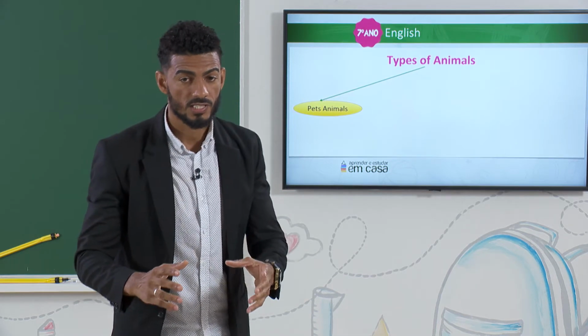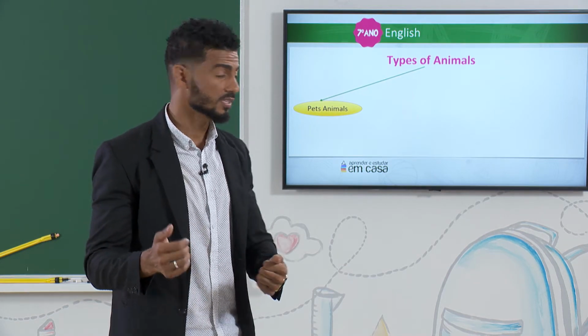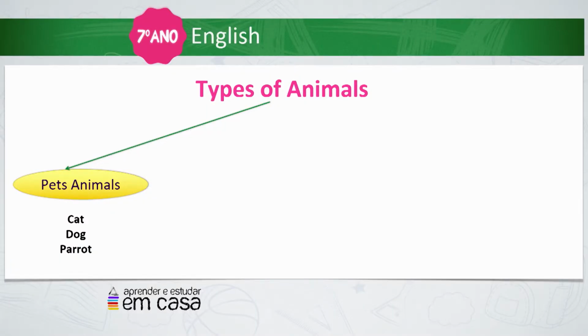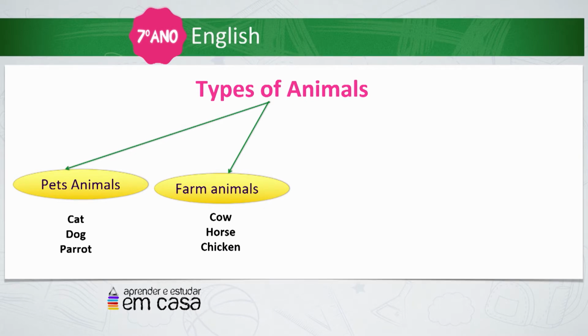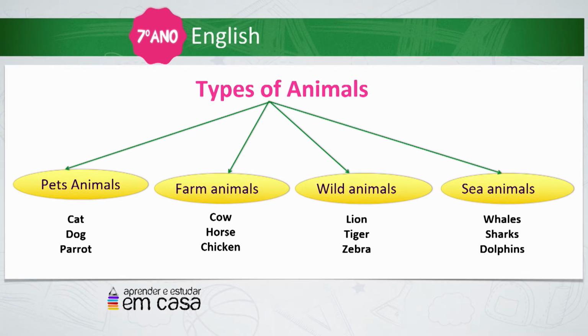Good. They are the animals that you have at home. Can you give some examples? Good. Cats, dogs, and a parrot. So next we have farm animals such as cow, horse, and chicken. Another one is wild animals, which are lion, tiger, and zebra. Sea animals such as whales, sharks, and dolphins.